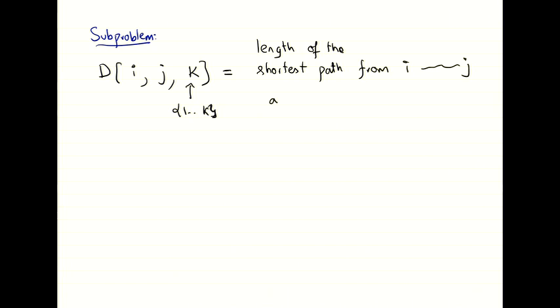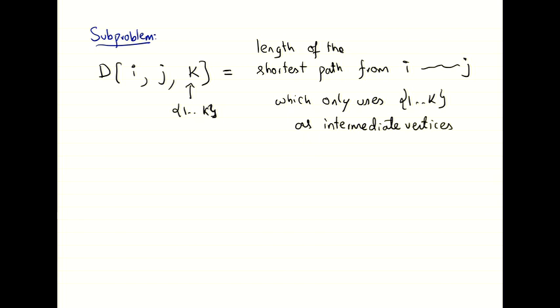all of whose intermediate vertices are from 1 through k, which only uses 1 through k as intermediate vertices. Meaning the subproblem is asking for the shortest path from i to j, such that if I look at all the vertices here, they come from just 1 through k. They all are from the set 1 through k.